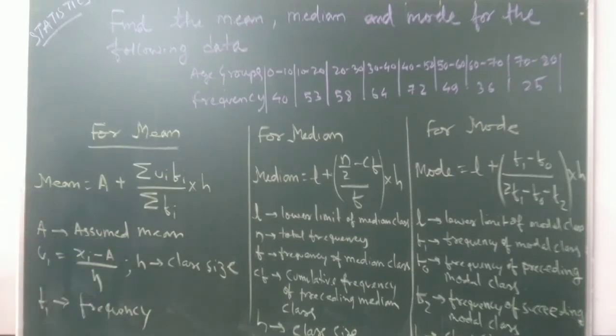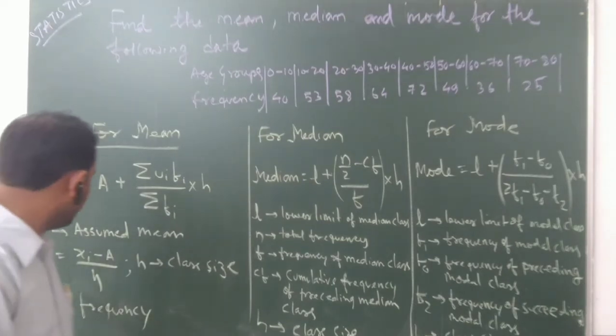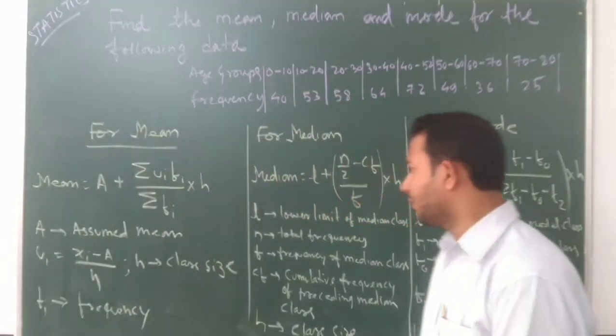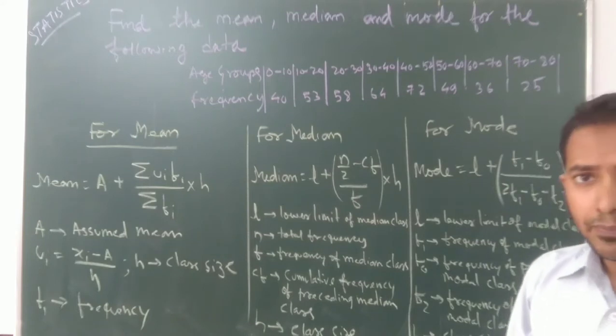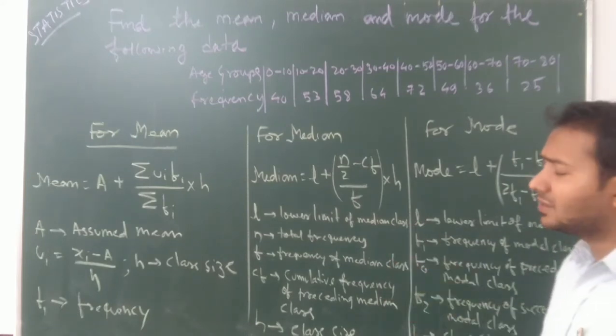For the mean, you can see a plus summation ui fi by summation fi into h, where a is the assumed mean, ui is xi minus a by h, where xi is your class mark, a is the assumed mean, h is the class size, and fi is the frequency of the respective class interval.